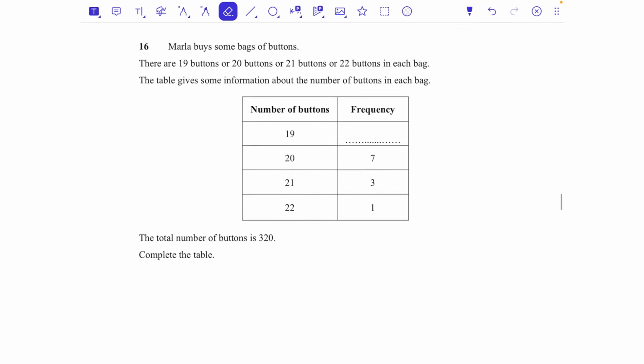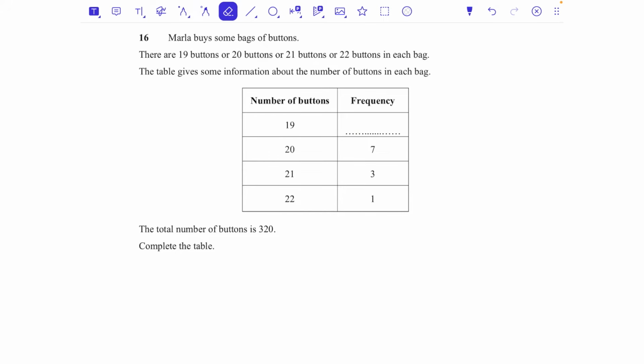Question number 16. Marla buys some bags of buttons. There are 19 buttons or 20 buttons or 21 buttons or 22 buttons in each bag. The table gives some information about the number of buttons in each bag. The total number of buttons is 320. So we've got one bag, frequency means how many, that has 22 buttons in it. So we know that that is just 22 buttons. We've got 3 bags that each have 21 buttons in. So we know that altogether that would be 63. I'm just timesing this together.